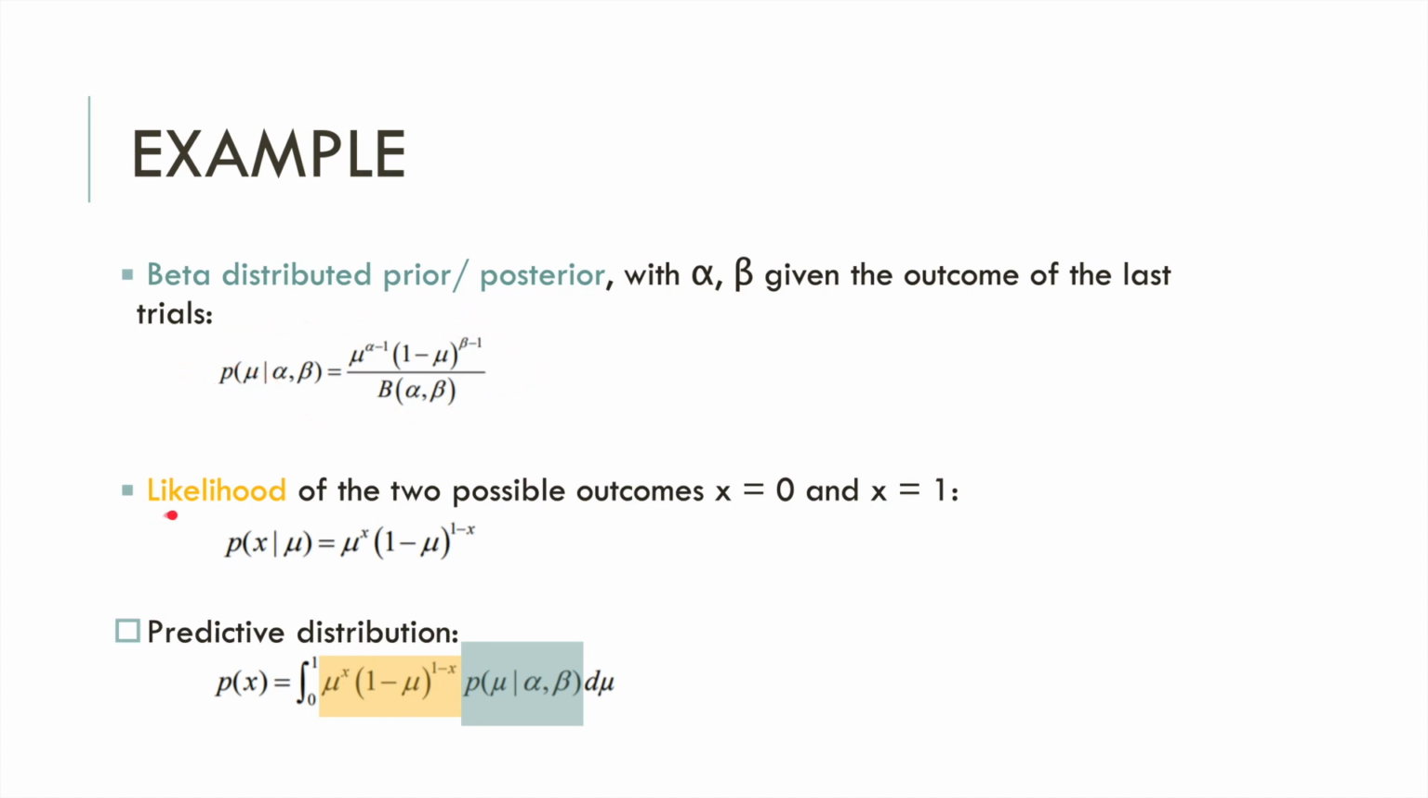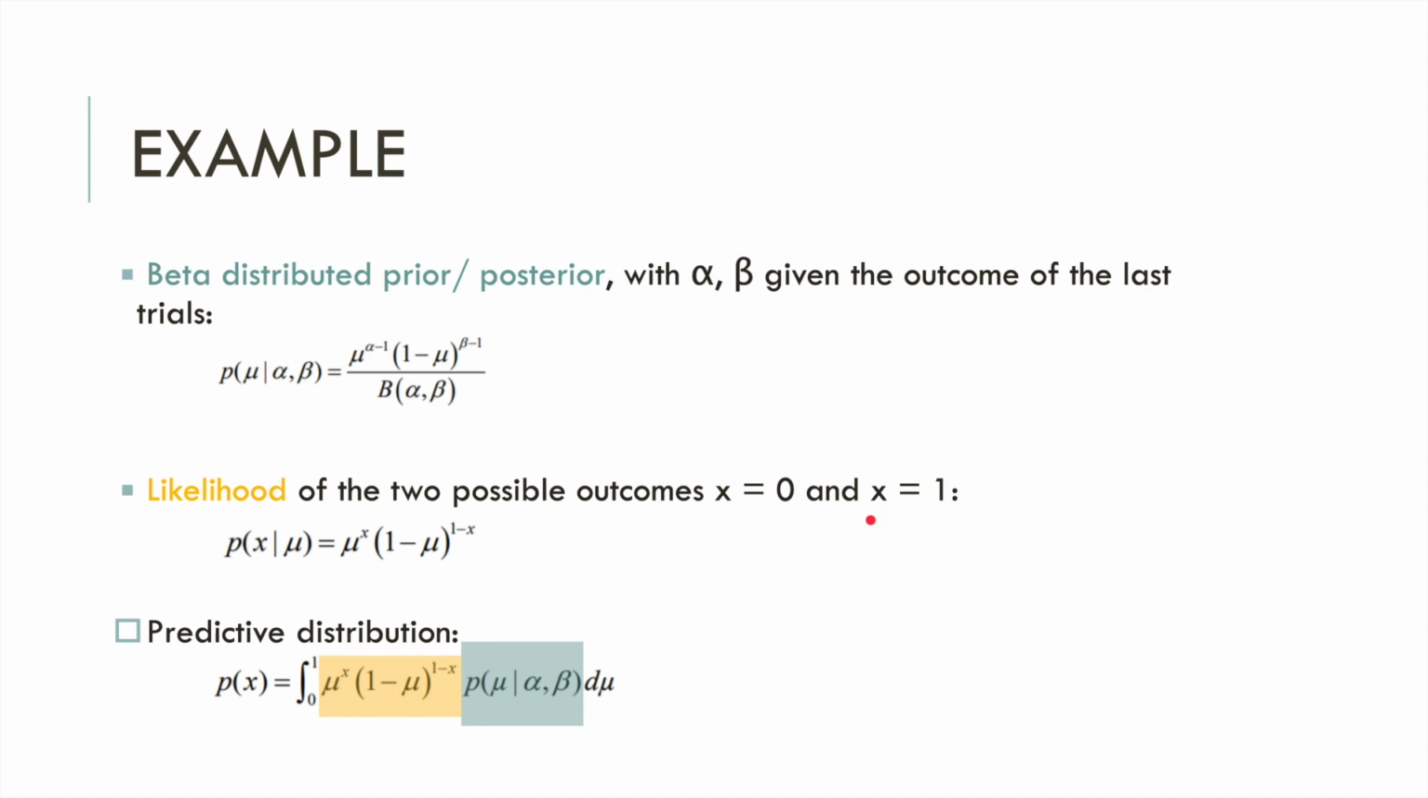Then second, we have the likelihood of the possible outcomes, 0 and 1 for the coin flip. So the probability of the outcome being 0, let's say tails, given mu, would then just be this equation, because mu drops out.